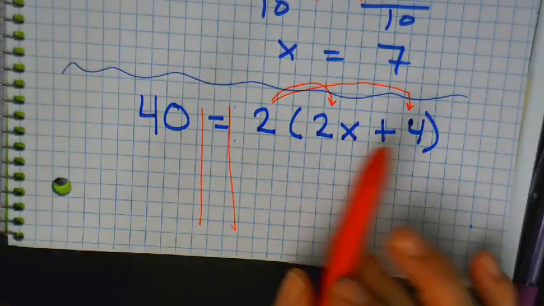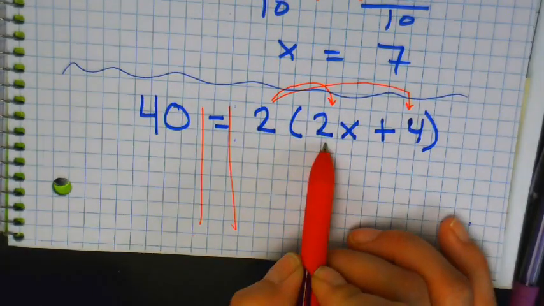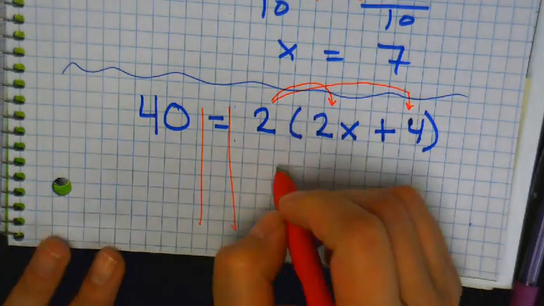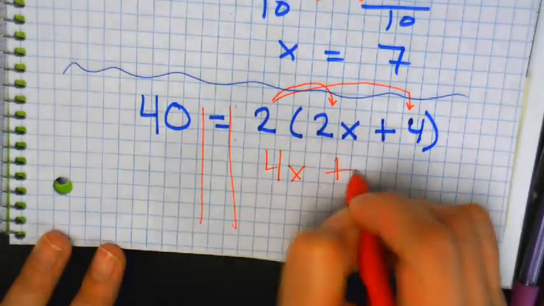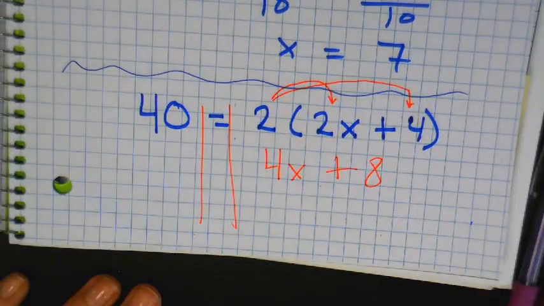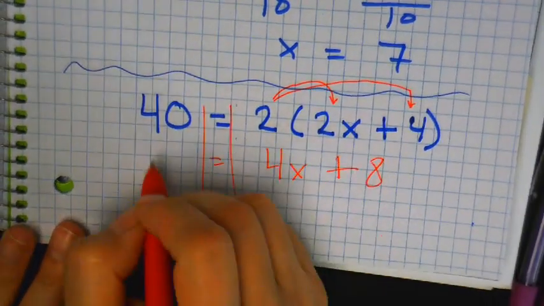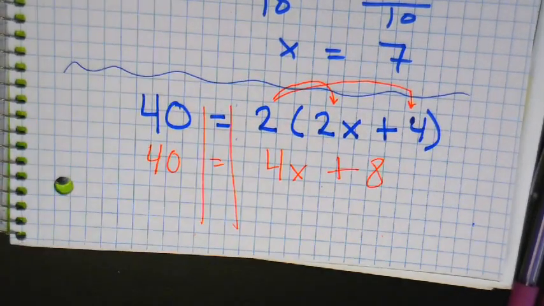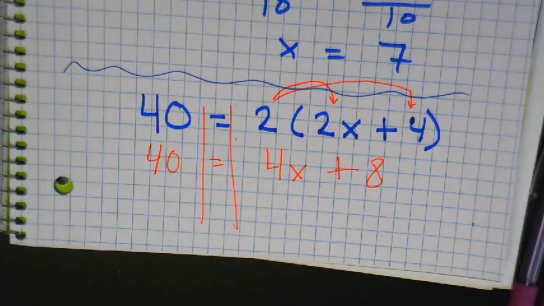All right. What's 2 times 2x? 4x. Emma, do you have this on your paper? 4x plus, what's 2 times 4? 8. Okay. Is equal to 40. Now, what do we do next? You want x by itself. Yes. Subtract what? 8. Very good.